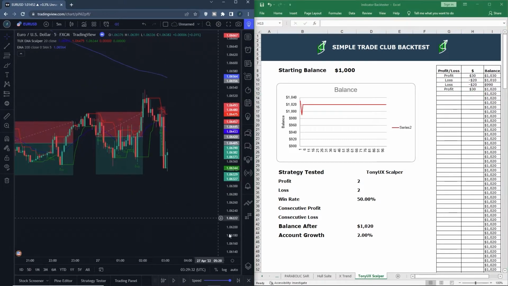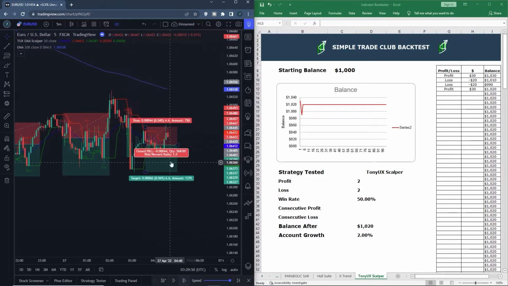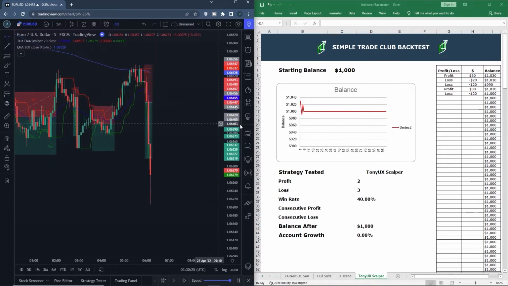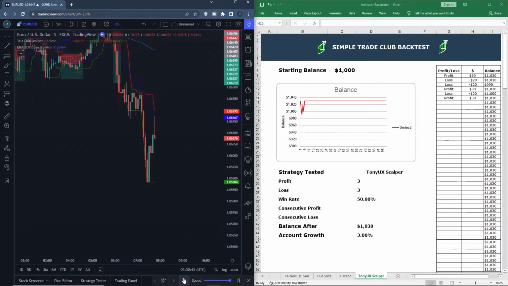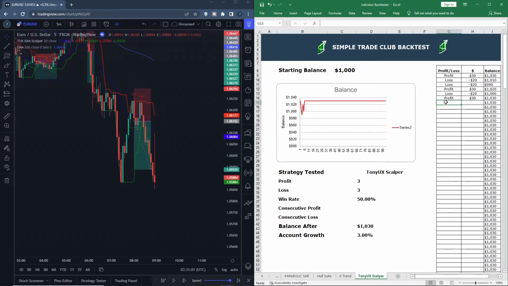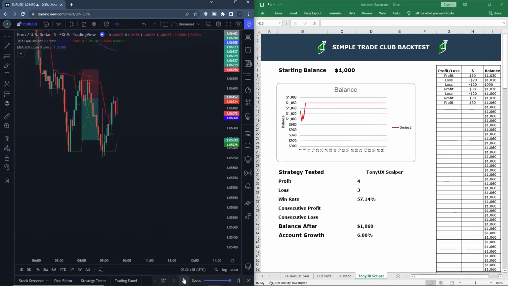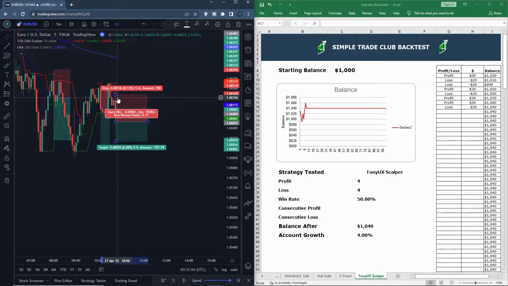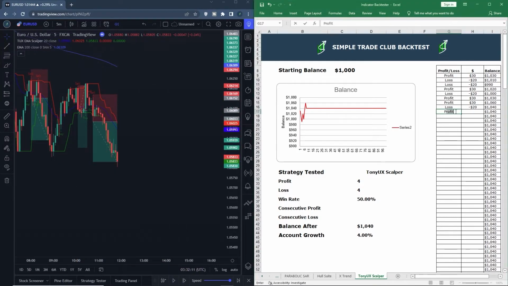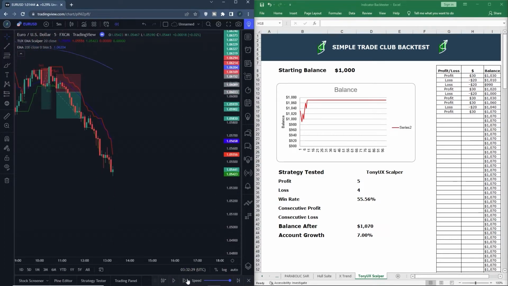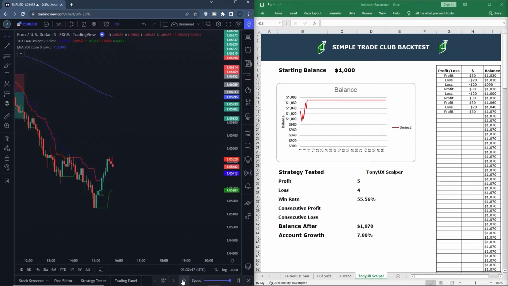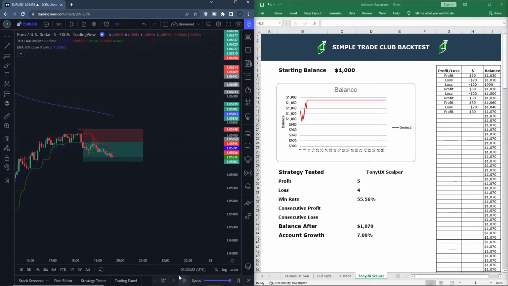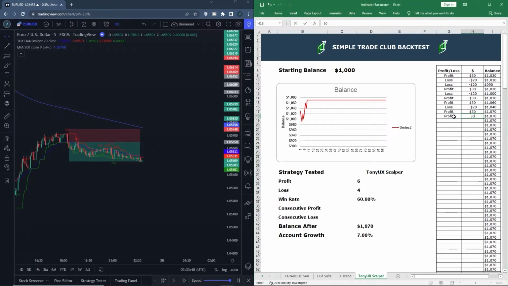We will do the test on EUR/USD with 5-minute time frame. You can see on your screen when I am doing the backtest with this indicator. Let's move on to the result when I am done backtesting this indicator for 100 trades.